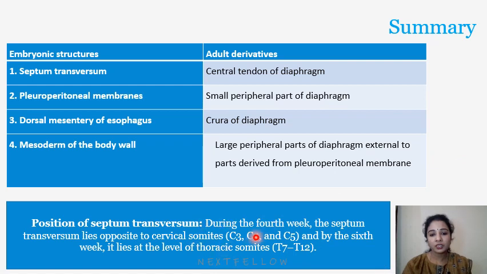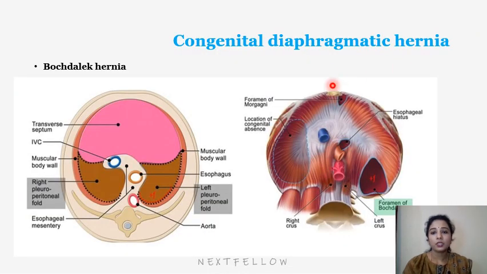Position of septum transversum, I already said the same thing. So let us talk about some clinical correlations associated with the development of the diaphragm. Congenital diaphragmatic hernia. Malformation of the diaphragm allows the abdominal organs to push into the thoracic cavity or chest cavity, hindering proper lung formation. So congenital diaphragmatic hernia is a birth defect of the diaphragm.